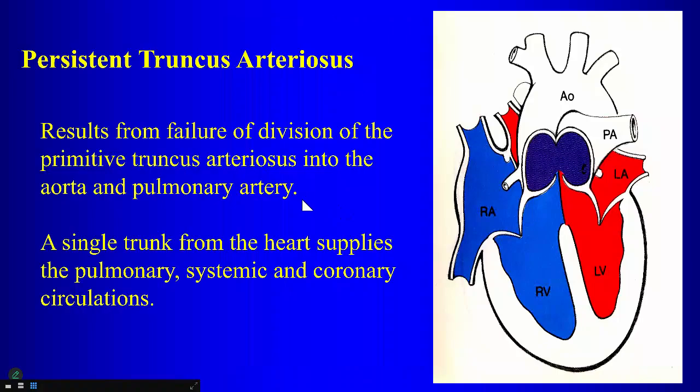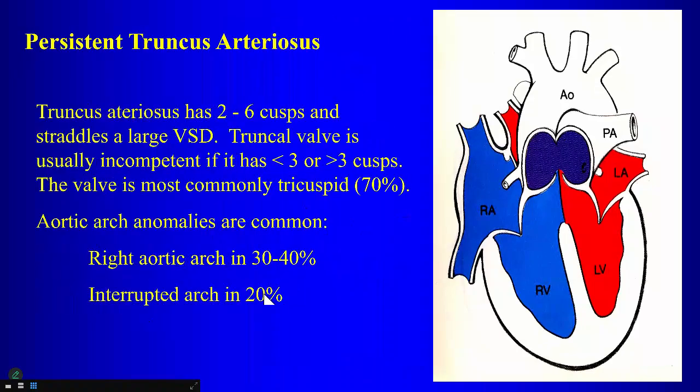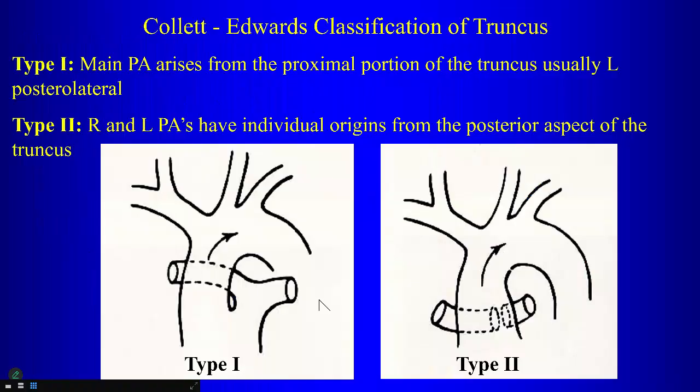So embryologically, it is from failure of division of the truncus into the aorta and the pulmonary artery. So that single trunk from the heart supplies the pulmonary, systemic, and coronary circulation. There's a lot of variation in terms of the valve. It can have between 2 and 6 cusps. It will straddle a large VSD. Truncal valve is usually incompetent if it has less than 3 or greater than 3 cusps, although most commonly it is tricuspid. Also, aortic arch anomalies are common. Very common to have a right aortic arch at 30 to 40%. Also common to have an interrupted aortic arch at 20%. So it's important to remember that association with truncus arteriosus.